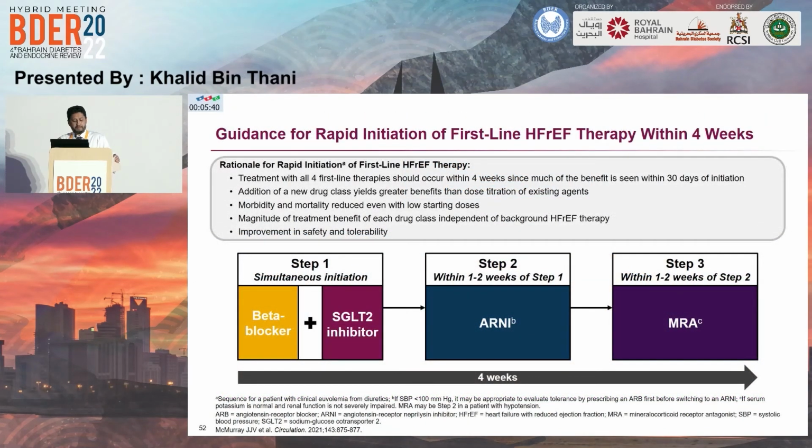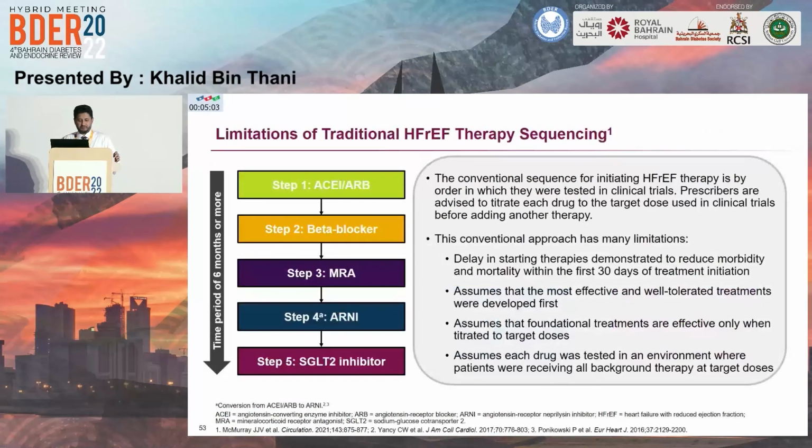McMurray, and the recommendation recently in Circulation 2021, I think step 1, and the rationale for this, the first-line therapy for heart failure patients, is to use the beta blocker plus the SGLT2. This is a proposed way of starting the treatment. And step 2, within 1 or 2 weeks of step 1, you can add the ARNI for these patients, and then you have step 3. Within 1 or 2 weeks, you can add the mineralocorticoid. So by 4 weeks, the patient will be on the 4 main classes for the treatment of heart failure.